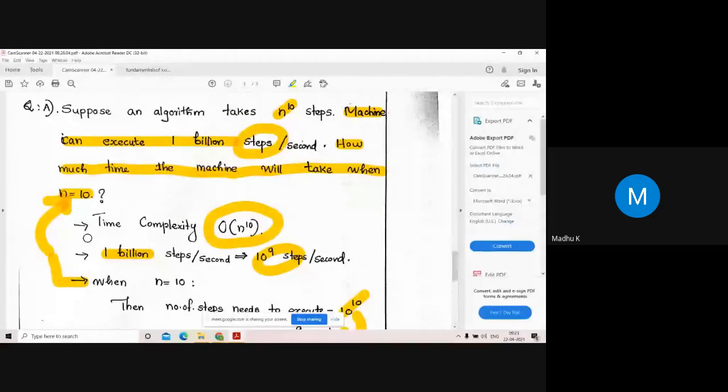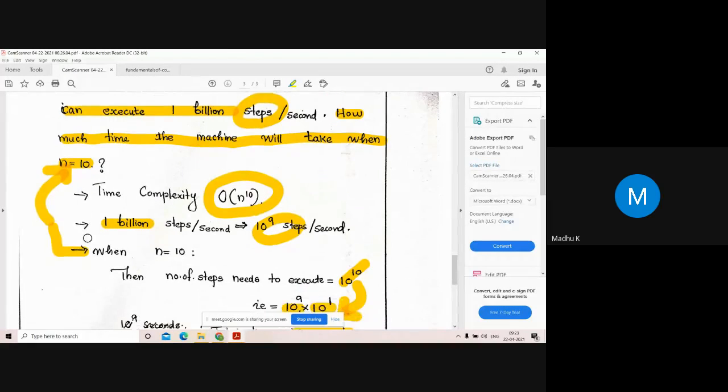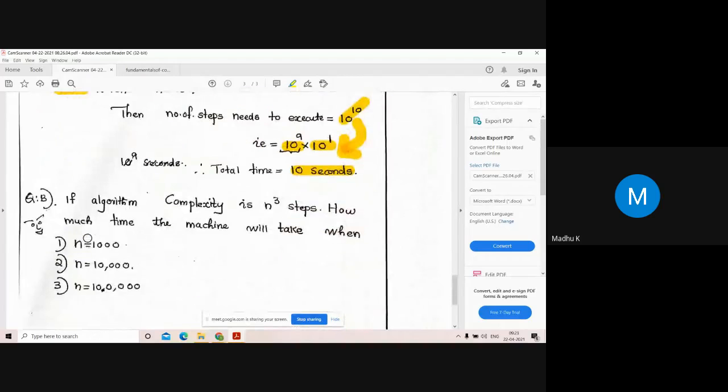In this way, we can find the execution time of various algorithms depending on the input size. Okay, this is a sample example. So you can note this is 10 seconds.